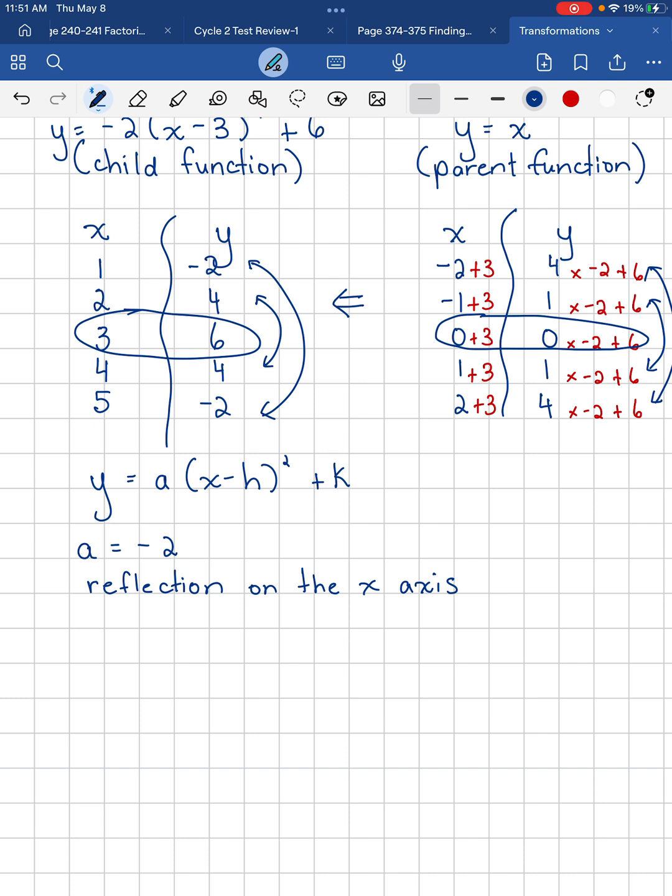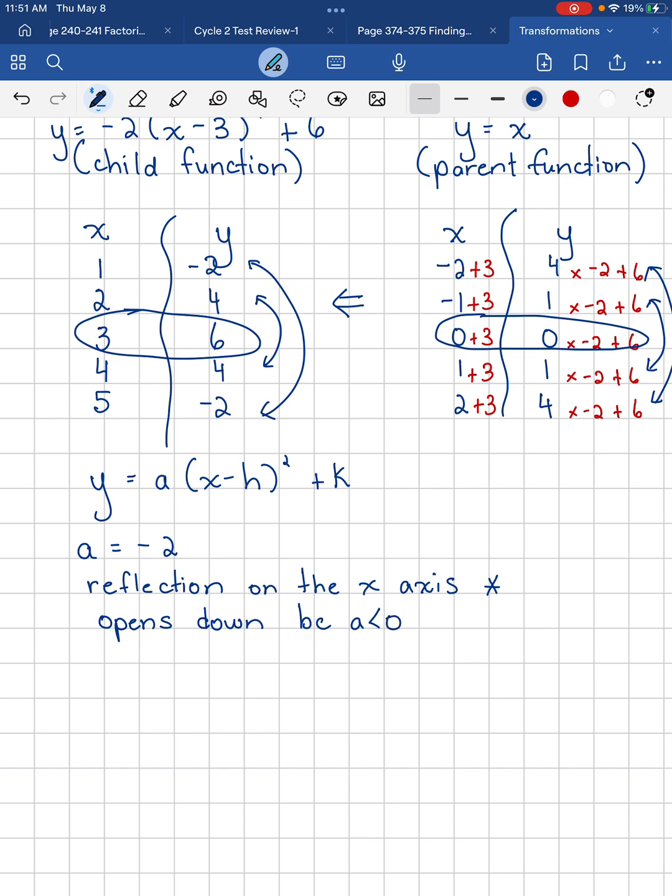Now, the A value always has 2 things, but sometimes 3. This is the one that depends. If you don't have a negative value, then there is no reflection, so you wouldn't have to write it. But in this case, we're gonna have 3. So we need to tell the property if it opens up or down. In this case, we know it opens down because A is less than 0.